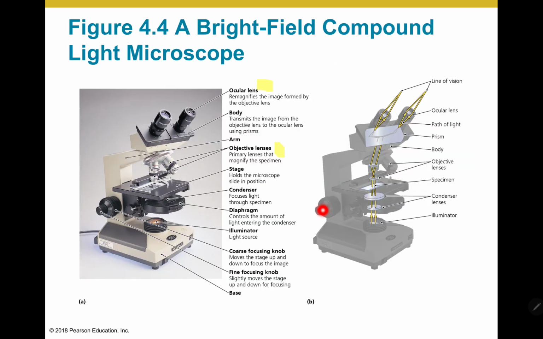Remember the parts of a microscope, right? You'll see this more in a lab exam, but you'll see certain parts of it on the lecture exam too. So we have the ocular lens. It magnifies the image formed by the objective lenses. These objective lenses are the primary lenses that magnify the specimen. And remember all the other parts though, but I'm going to focus just on those ones.